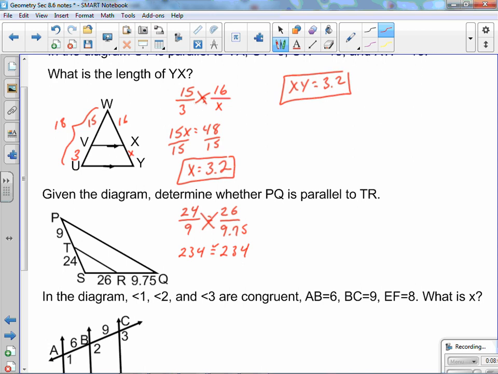And so since those are equal, we can say that PQ is parallel to PR. So that cross multiplication product came out to be the same.